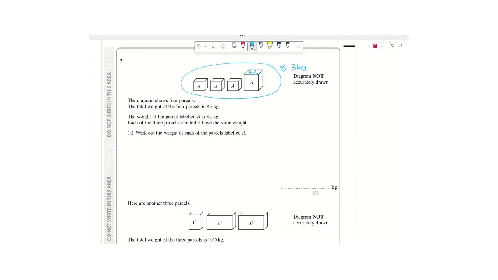So if I take away the weight of parcel B from the total weight, that will give me what my A's are, and then I can find out what 1A is. So if I do 8.3, take away 3.2, that gives me 5.1 kilograms, and that's for 3 A boxes. So to get 1A, that's going to be 5.1 divided by 3, which will give me 1.7 kilograms for an A.